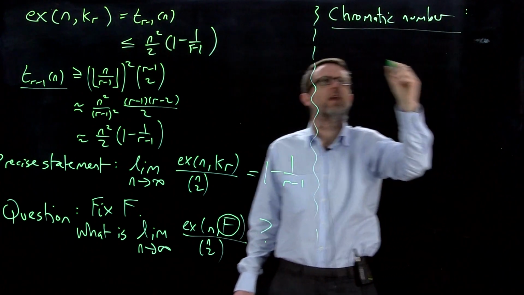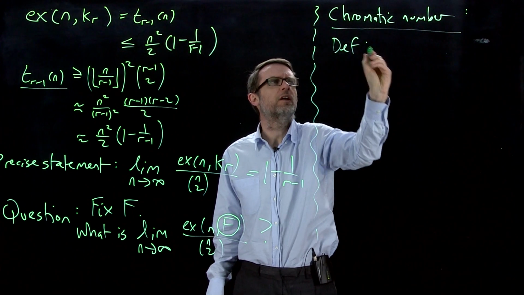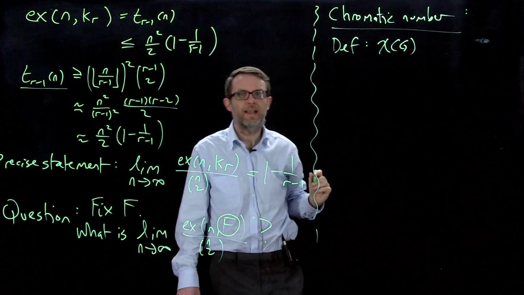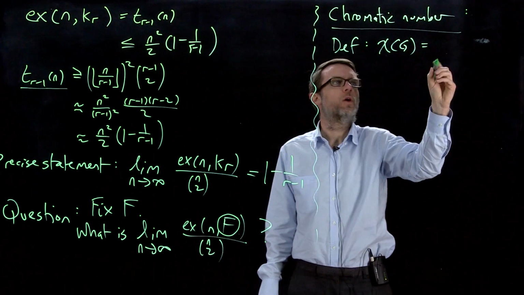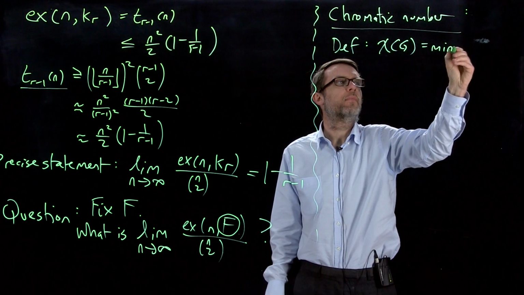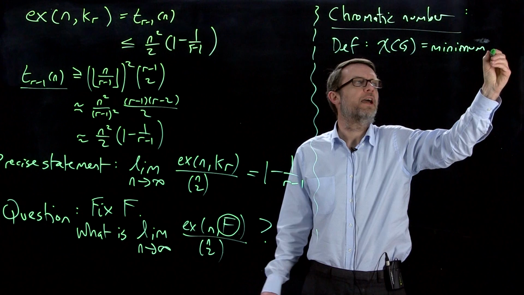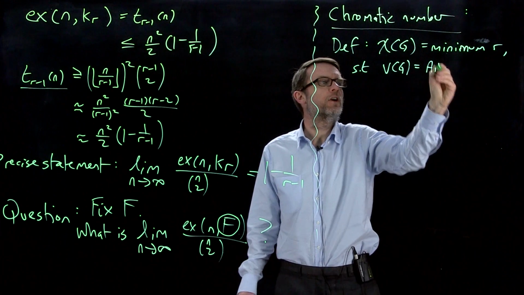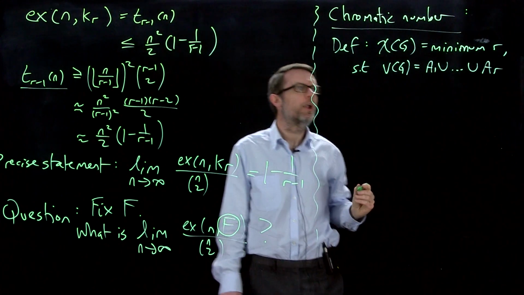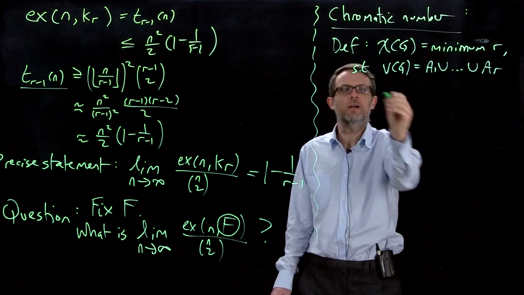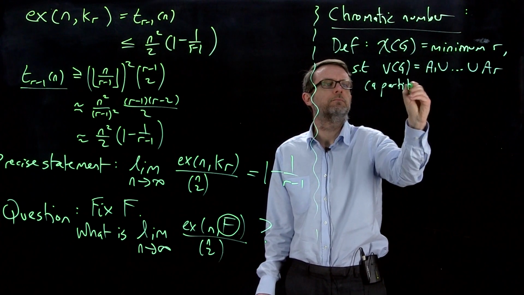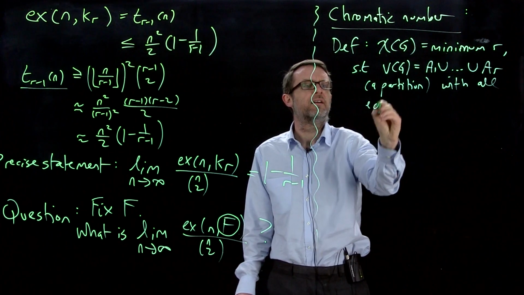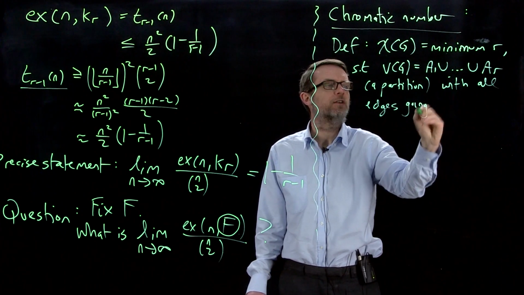of the graph F. So here's our definition. For any graph G, the chromatic number, which we're going to denote by the Greek letter chi of G, is going to be the minimum r such that we can partition the vertices of the graph into r blocks, A_1 up to A_r, with all edges going between different blocks.